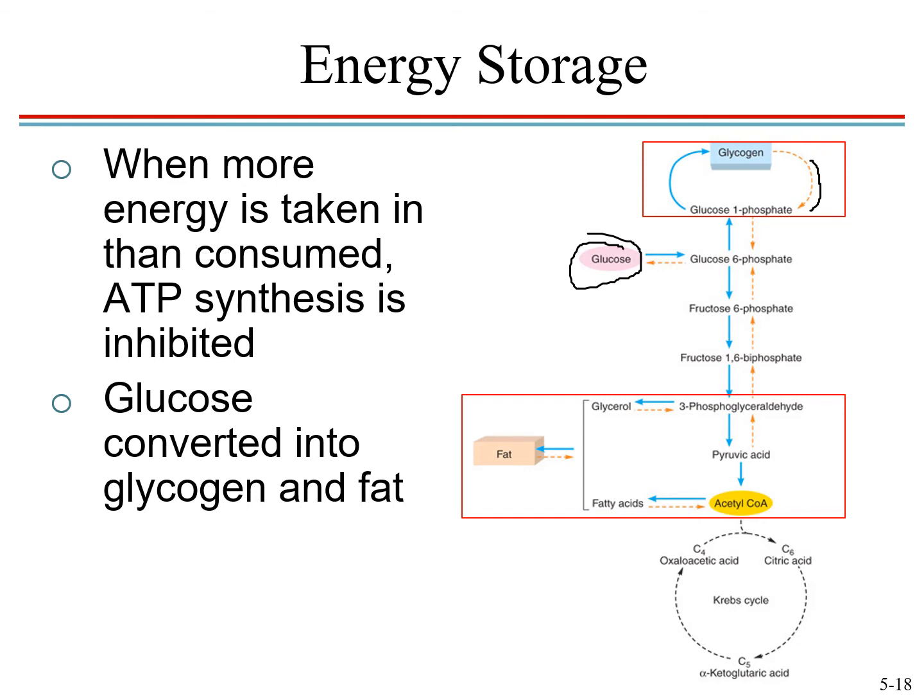All right, fats. Now, too much ATP. We don't need all the acetyl-CoA. We don't need the 3-phosphoglyceraldehyde. So the 3-phosphoglyceraldehyde becomes glycerol, and acetyl-CoA can convert to fatty acids. So you have the glycerol, the fatty acids, and there you have the storage as fat.